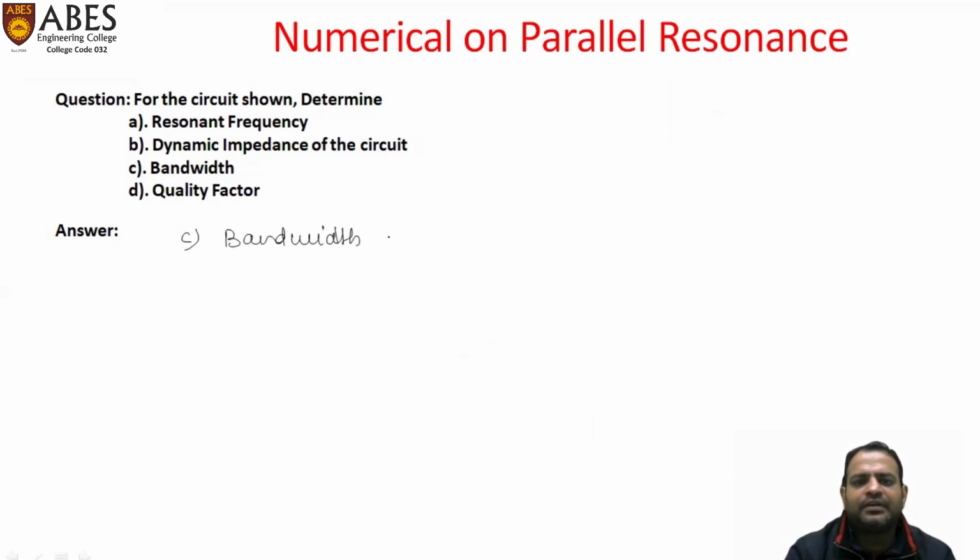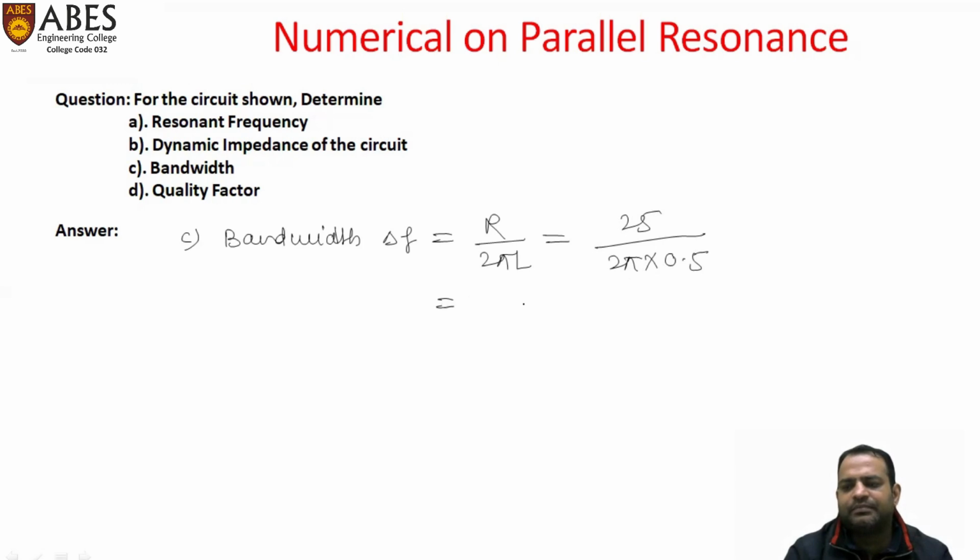So the formula of bandwidth, delta F, is R upon 2 pi L. The value of R is 25 and the inductor value is 0.5. After calculating, you will get bandwidth 7.958 hertz.